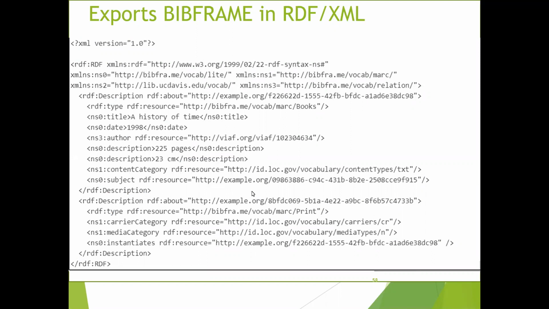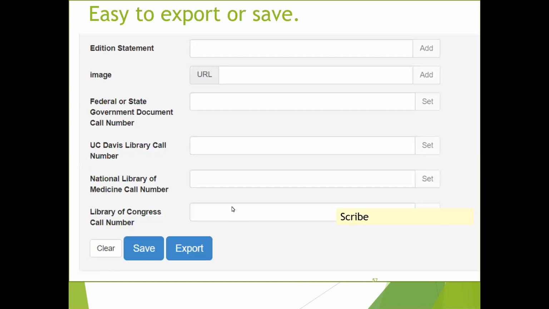So you can export BIBFRAME and RDF and XML, as we've kind of seen. Like I said, I don't see that we're going to be looking at the code so much. You would just save your record, export your record if you were in some kind of OCLC format like this, and then you might import it right into your institutional repository or ILS if it could support that. You can see here some of the people that they've been working with. So Scribe's been working with UC Davis, NLM, and also some government agencies. So there's a spot for those call numbers in there.